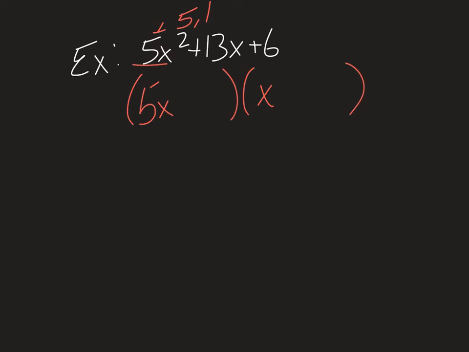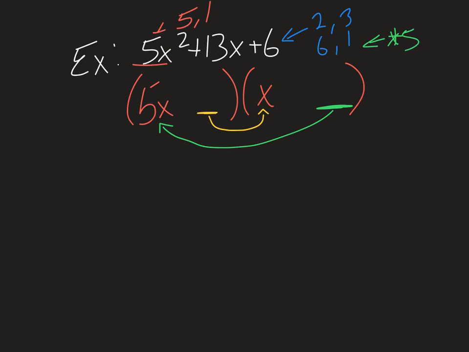Now, if we think about what happens when we were to FOIL this out or do double distributive property, whatever this term is here is going to be multiplied by 5x. I have to keep that in mind. And this guy is going to be multiplied by 1x. So again, I'm going to consider the factors of 6, but I have to consider them a little bit differently. So 6, thankfully there's not too many factors. There's 2 and 3 and 6 and 1. Now I get to multiply one of these by 5 because of this green line here. And then I get to add it to the other. So somehow I have to make 13 with that.